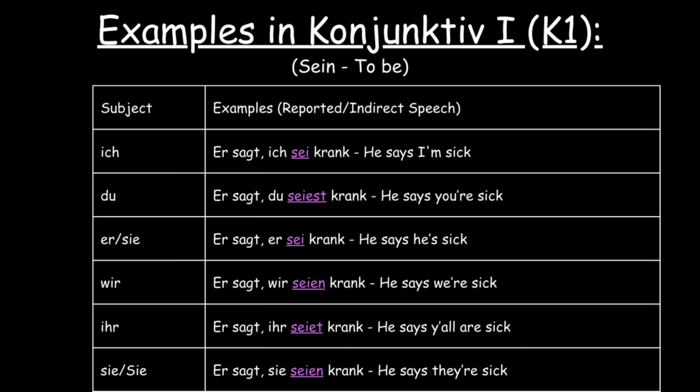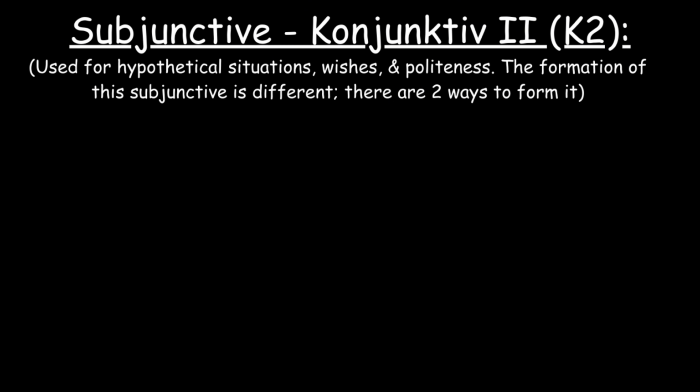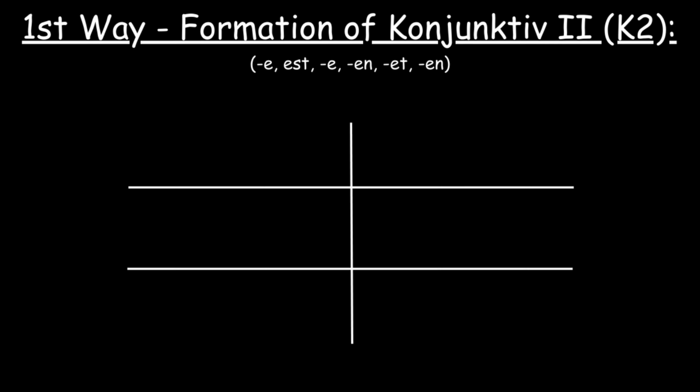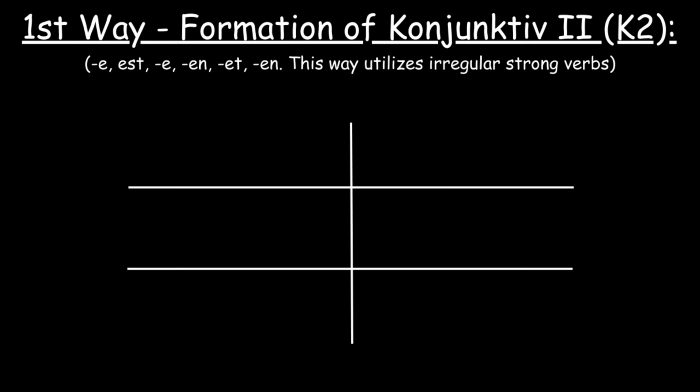And now, let's see the second subjunctive, Konjunktiv 2. Konjunktiv 2 is a subjunctive used for hypothetical situations, wishes, and politeness, and it's more common than Konjunktiv 1. However, the formation of this subjunctive is different because there are two ways to form it. The first way involves the subjunctive endings -e, -est, -en, -et, -en. In addition, this way will take irregular strong verbs which will have irregular changes.